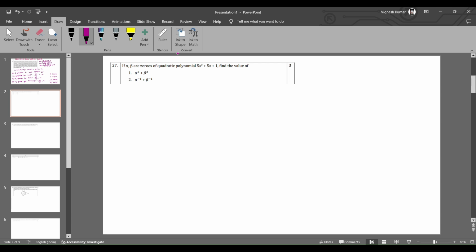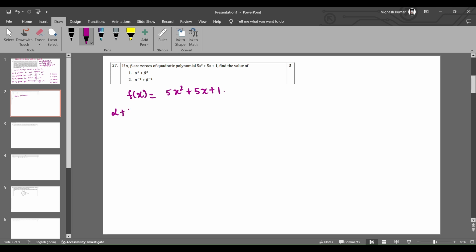So the next question is from the polynomials chapter, which states: if alpha, beta are the zeros of the quadratic polynomial 5x square plus 5x plus 1, find the value of alpha square plus beta square and alpha inverse plus beta inverse. So we have the polynomial f of x, which is equal to 5x square plus 5x plus 1. Alpha and beta are the zeros of this quadratic polynomial.